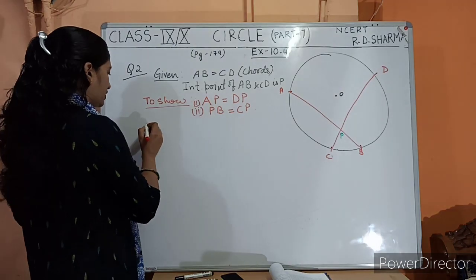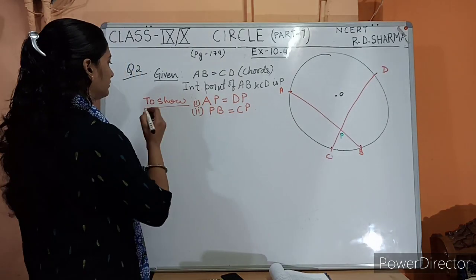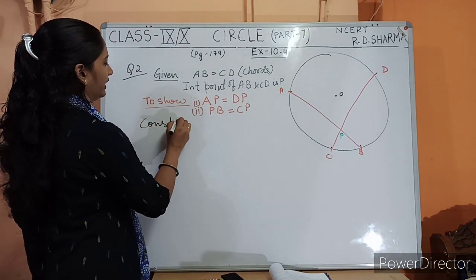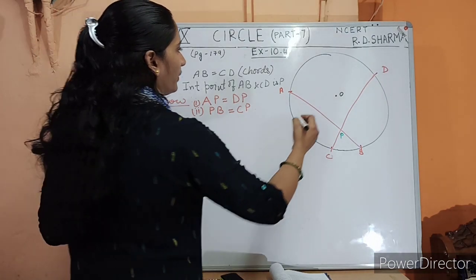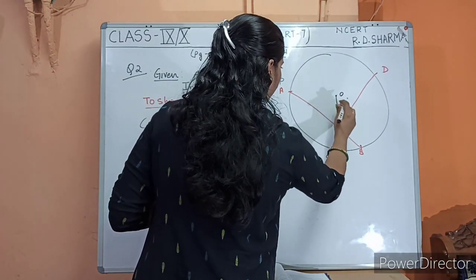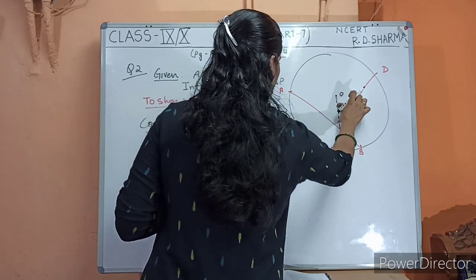So what construction will we do? Let us see. We need to do a little bit of construction here. For the construction, we will join this O and P. We will join this O and P.